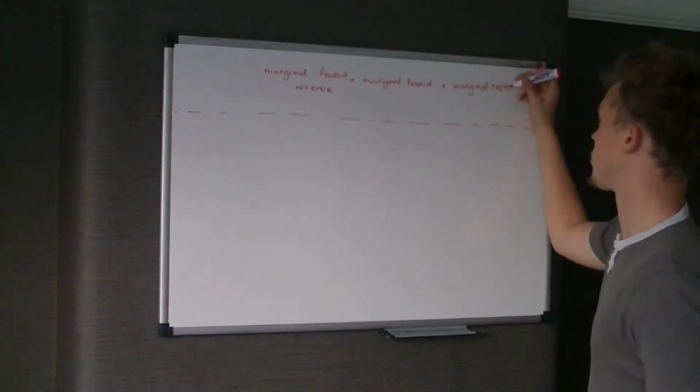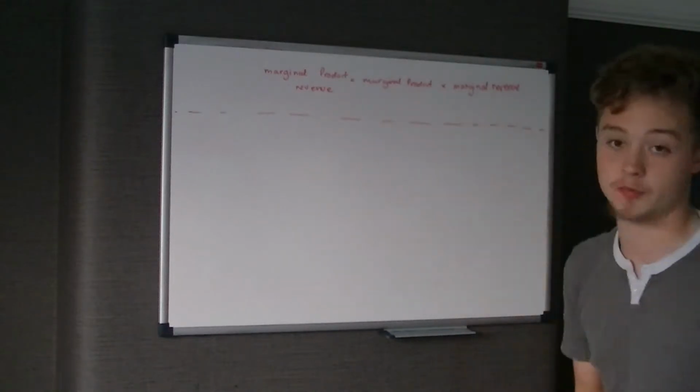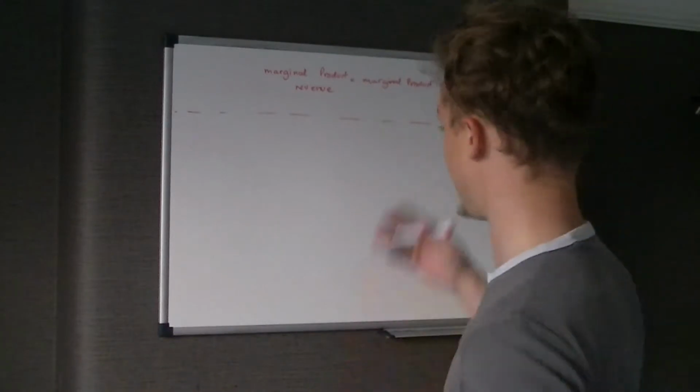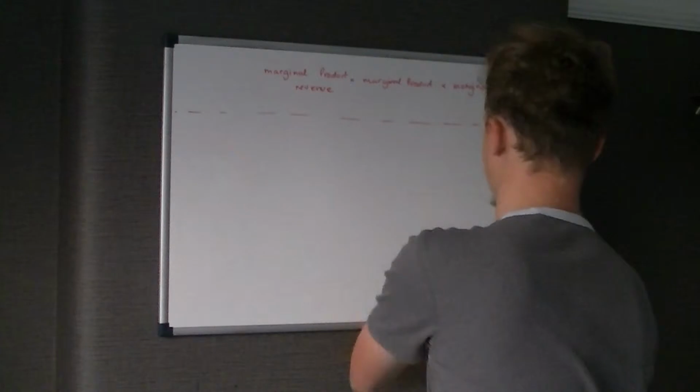You should know this. Marginal product revenue is marginal product times marginal revenue. But what does that mean? What is marginal product? Sorry, marginal product revenue is just marginal product times marginal revenue. But what actually is it?